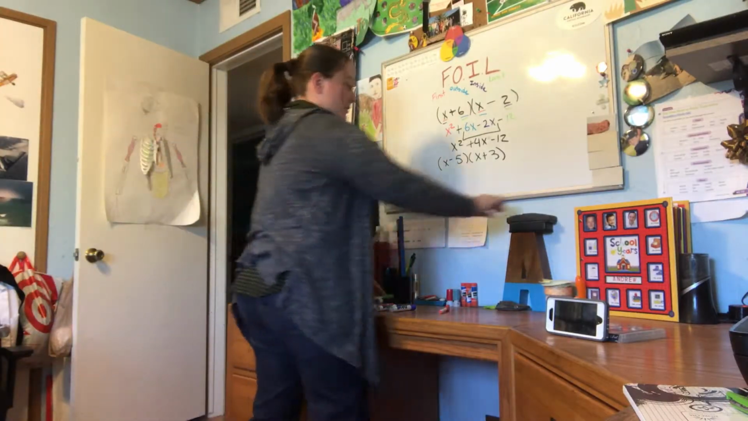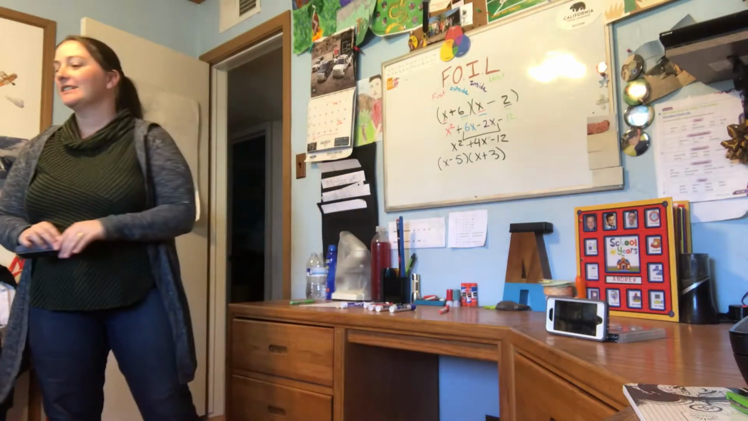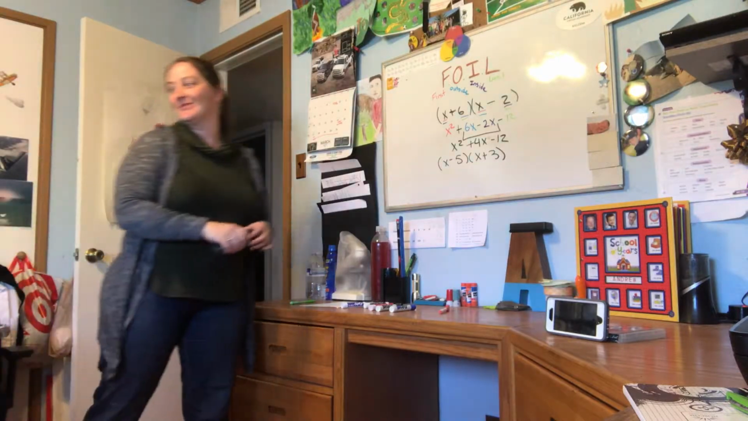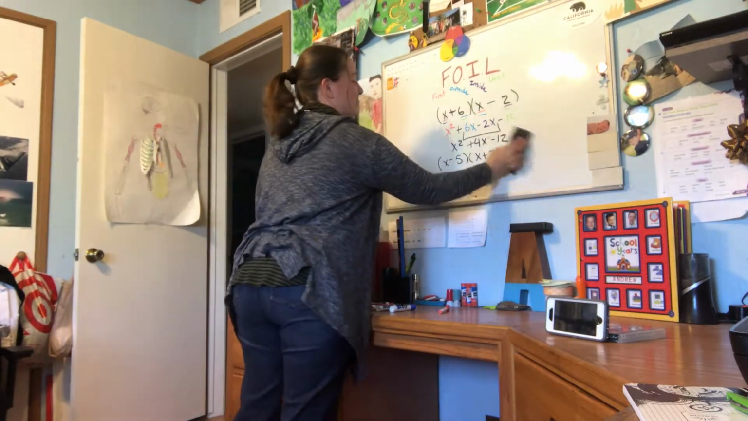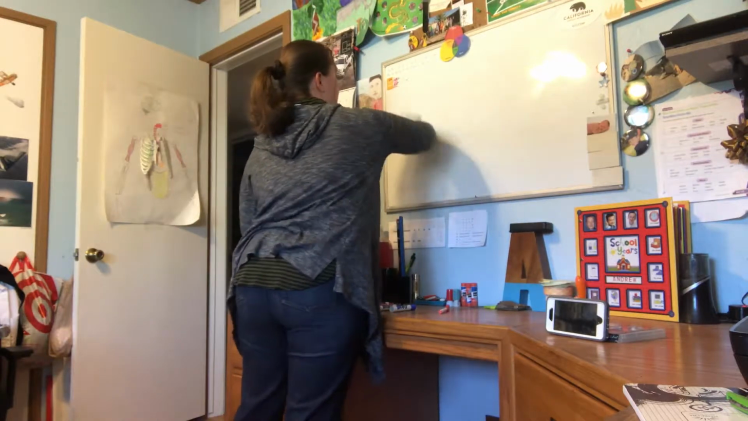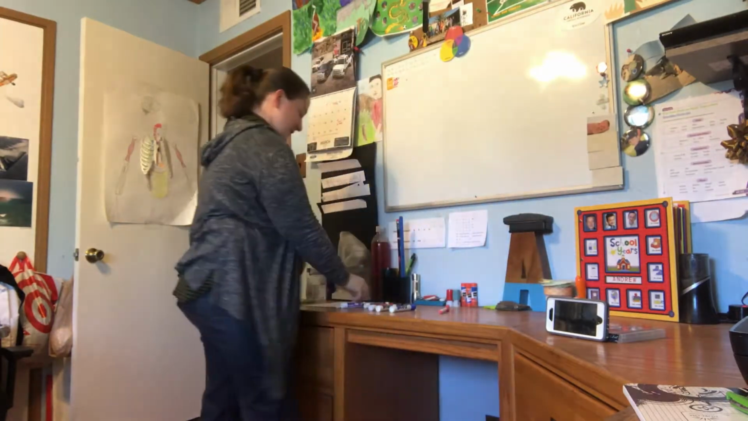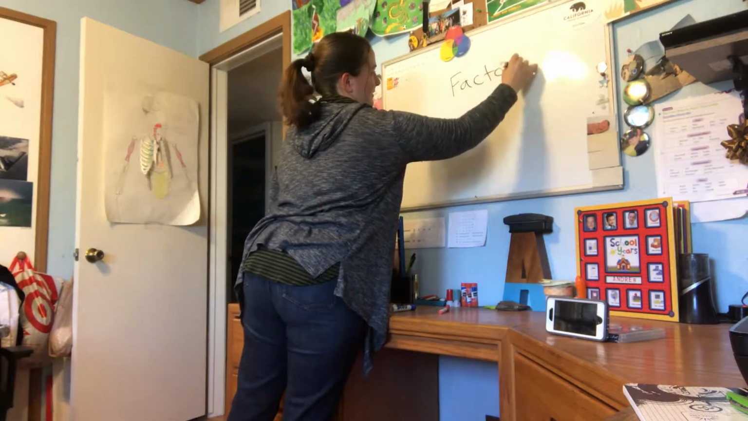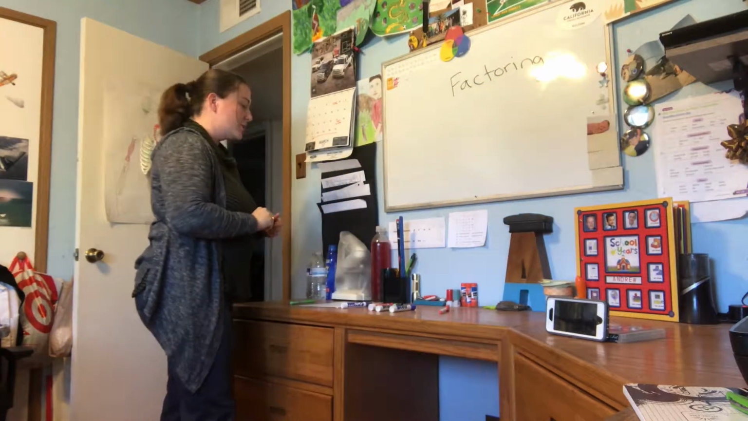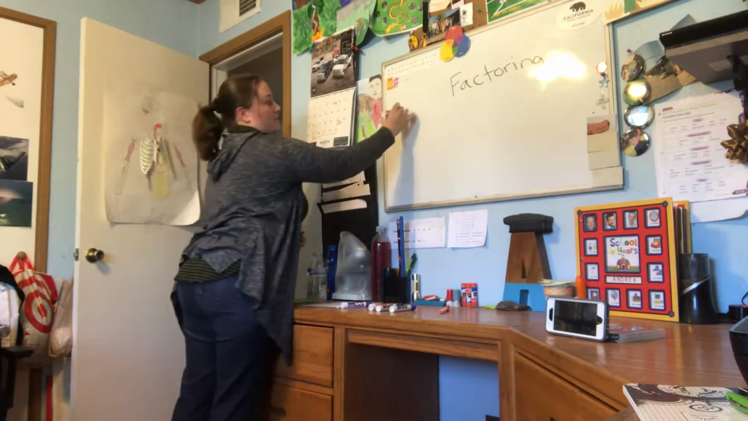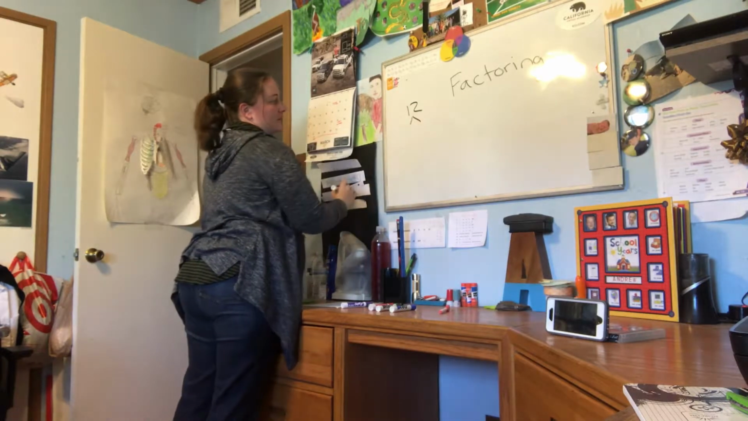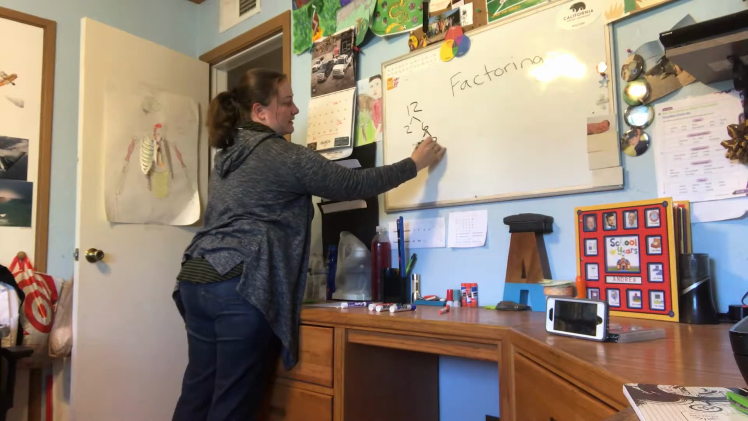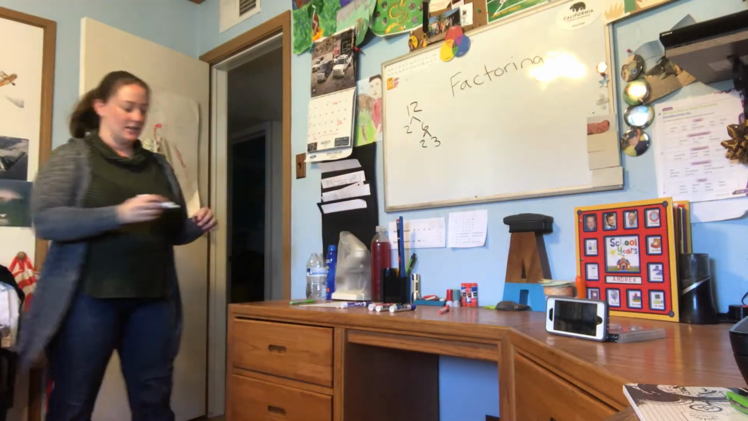Alrighty, now that we've reviewed FOIL, now we can do the opposite, which is factoring. No more FOIL. So now we're going to do the opposite of FOIL, which is factoring. Now, we factored before when we do simple numbers, right? So if we want to know the factors of 12, we can divide by 2 and get 6. We can divide by 2 again and get 3. Those are the factors of 12, right?